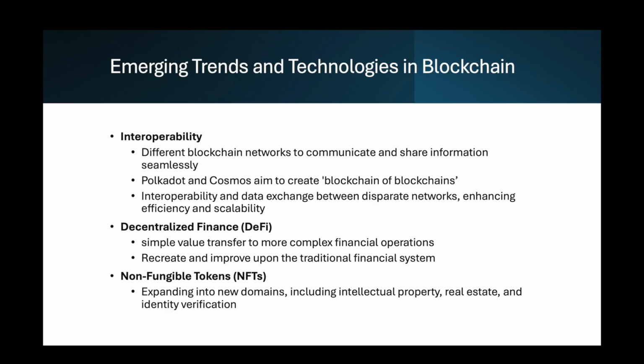Interoperability: the ability of different blockchain networks to communicate and share information seamlessly is becoming increasingly important. Projects like Polkadot and Cosmos aim to create a blockchain of blockchains, enabling interoperability and data exchange between disparate networks, enhancing efficiency and scalability.